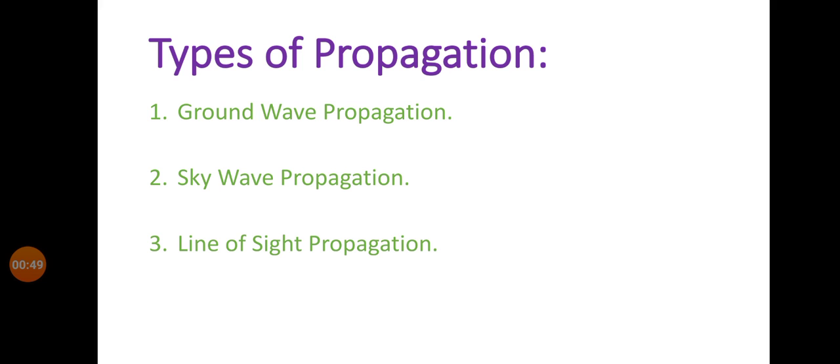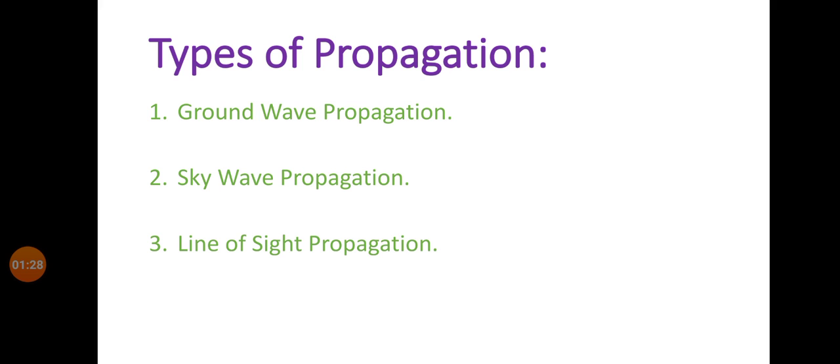In the previous lecture I already told you, radio wave, microwave and infrared light, such unguided media, they use different types of propagations. Propagations means to transmit data, they use different types, and those types we are going to study in today's lecture. So there are three types of propagation. First one is ground wave propagation. Second one is skywave propagation. Third one is line of sight propagation. So let us study one by one.